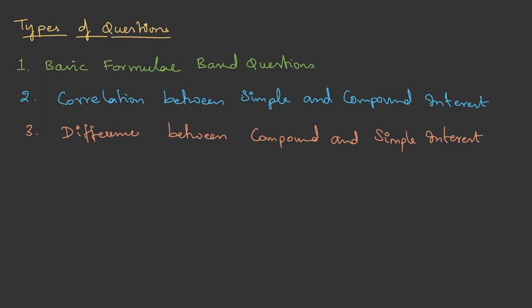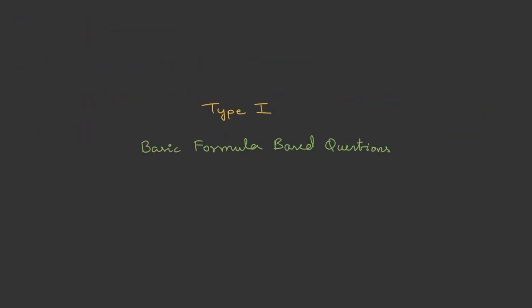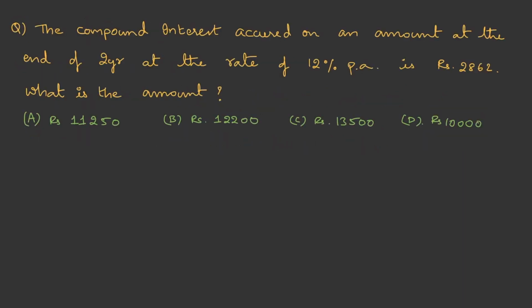Alright, now let's get into the type 1, that is basic formula based question. Here we have a question: the compound interest accrued on an amount at the end of 2 years at the rate of 12% interest per annum is rupees 2863. What is the amount? For this, let's write the given data first. They have given the compound interest as rupees 2863, then rate is 12%, time is 2 years, and principal is something which we need to find.